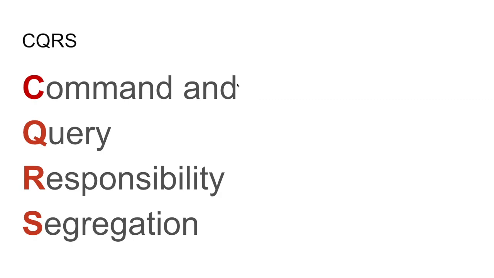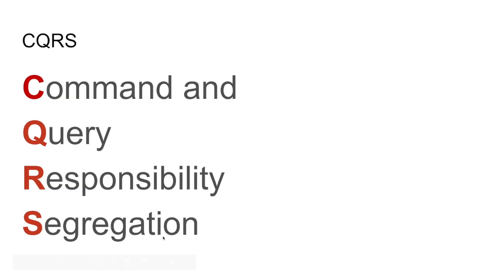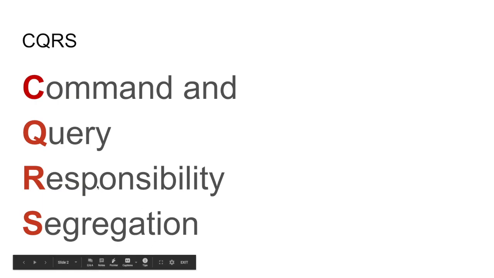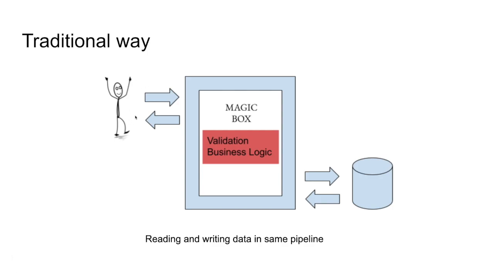What CQRS stands for is Command and Query Responsibility Segregation. Basically what it means is using different models to update information and read information. So let's talk about the traditional way. In the traditional way we have this magic box and we use the same model for reading and writing data. And also we might use a CRUD data store to at least get some mental model.